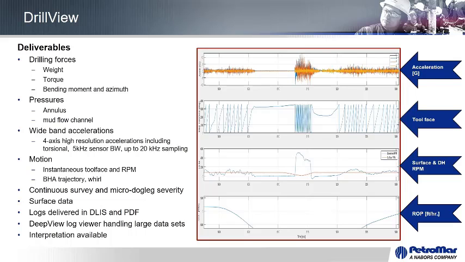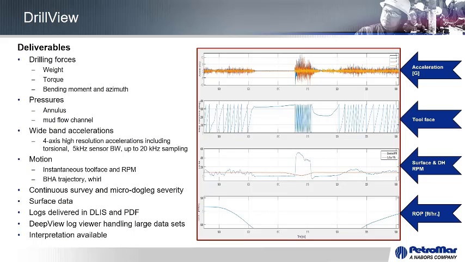The BHA motion is derived from the drilling dynamics measurements. Instantaneous tool phase and RPM are calculated from both magnetometers and gyro. The BHA trajectory, including whirl, is also calculated. So we can see the whirl's magnitude, direction, and frequency. Continuous survey and micro doglegs calculated from those continuous surveys are also provided.